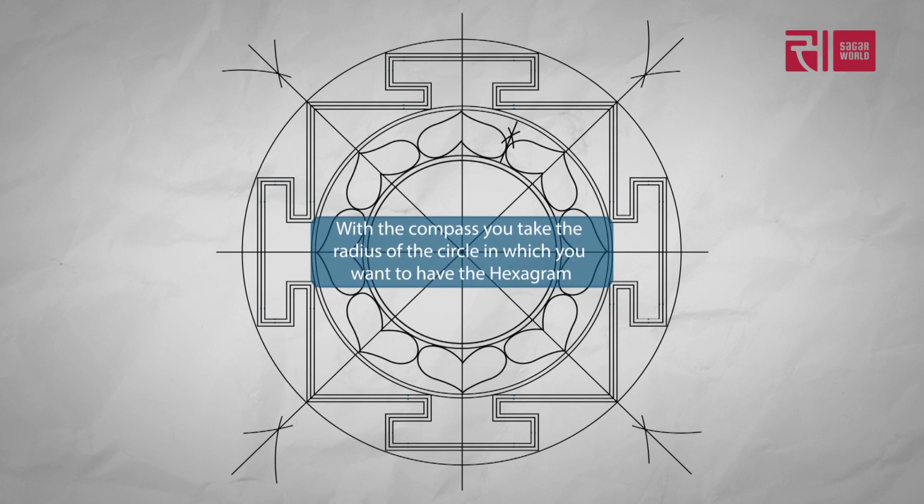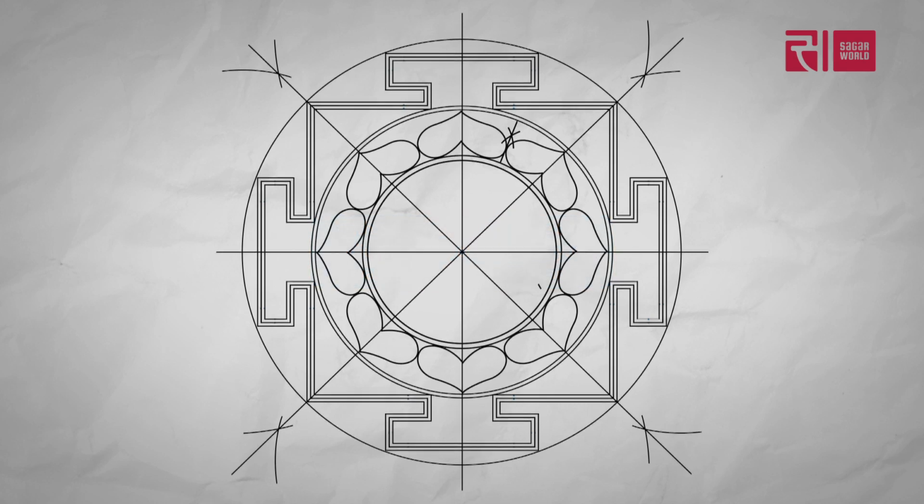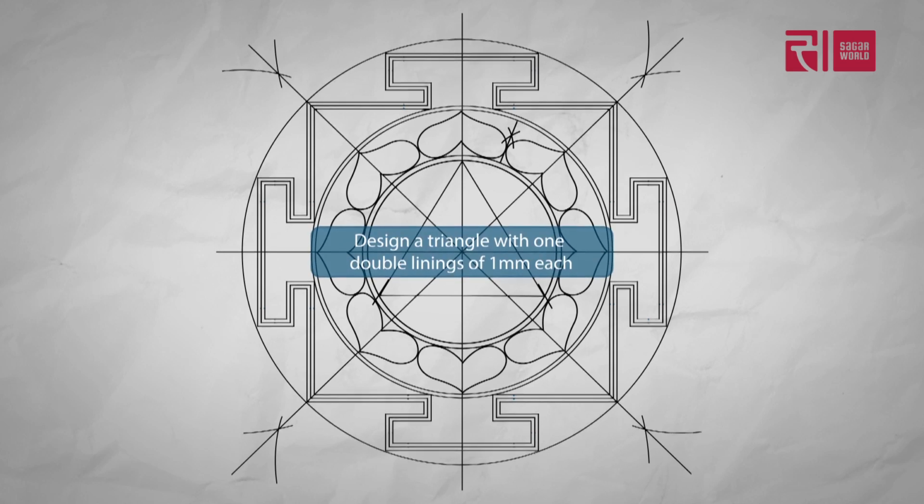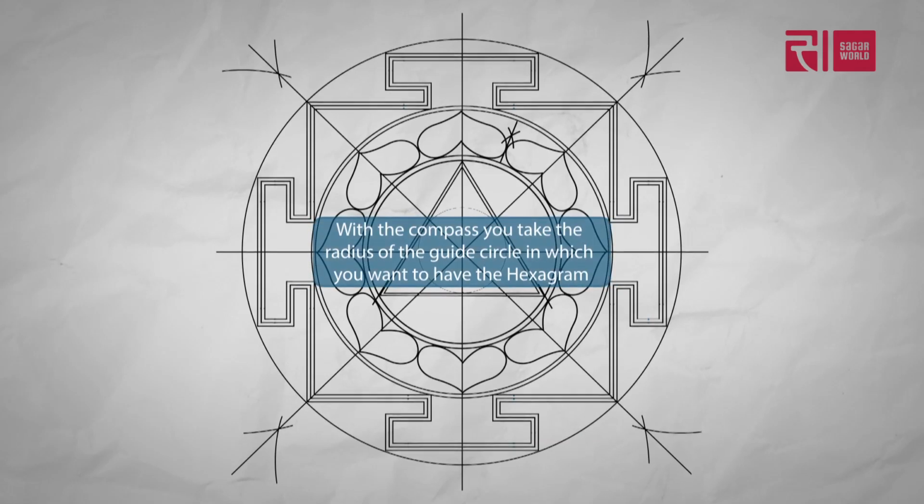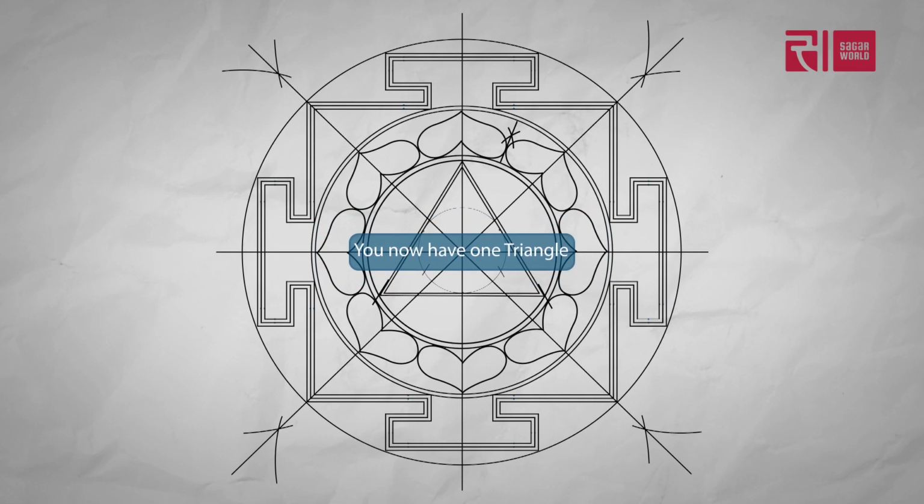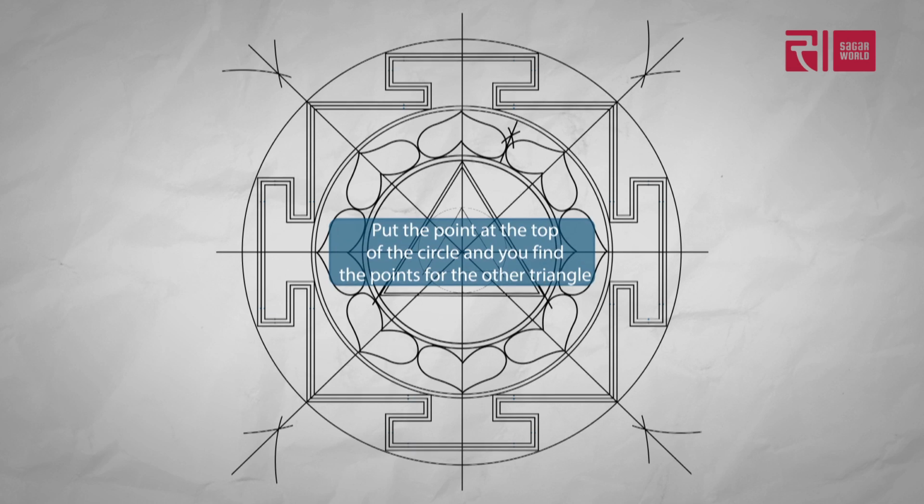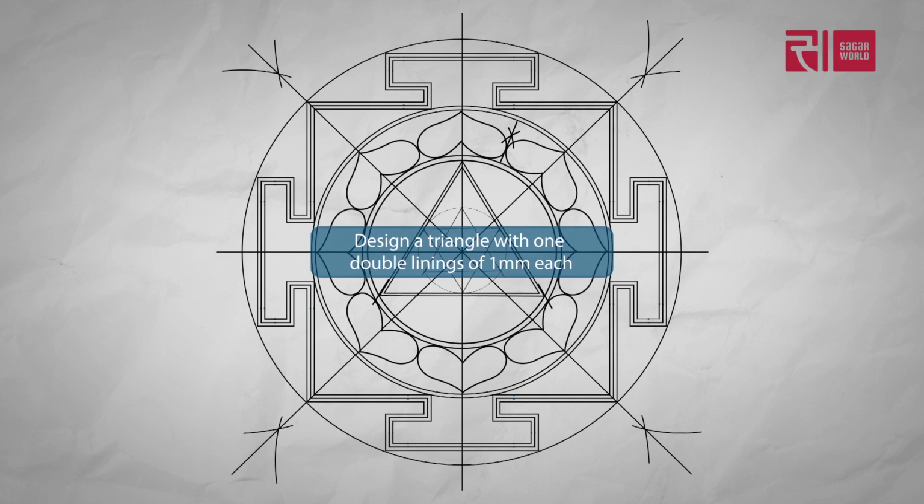With the compass, take the radius of the circle in which you want to have the hexagram. You now have one triangle. Design a triangle with a double lining of 1 mm each. Take half the radius of the triangle, put your compass at the central point of the yantra and make a guide circle within the triangle. With the compass, you take the radius of the guide circle in which you want to have the hexagram. You now have one triangle. Put the point at the top of the circle and you find the points for the other triangle. Design a triangle with a double lining of 1 mm each. Put a large dot in the center of the yantra.